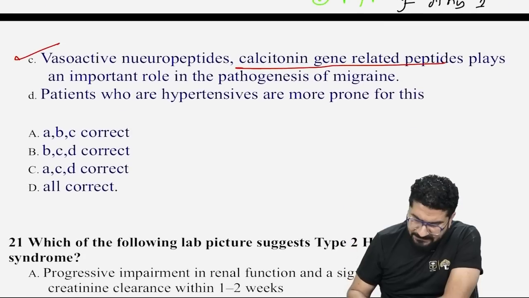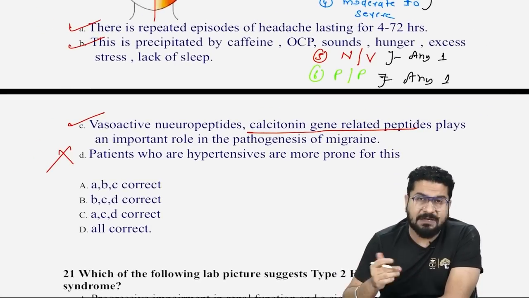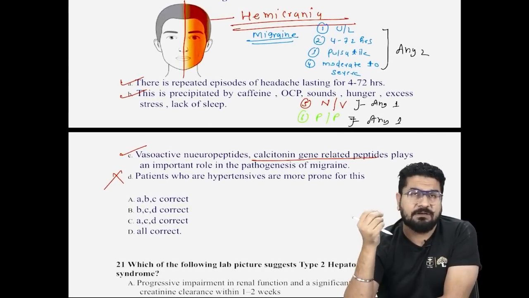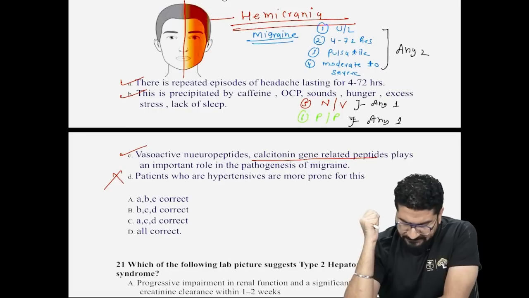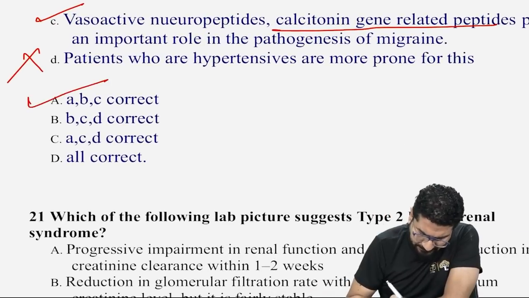Patients who are hypertensive are more prone to this. No, this is false. Migraine is seen in younger patients more than older patients. You can see more younger cases of migraine and they are non-hypertensive. So there is no relation with hypertension. So the answer is ABC.